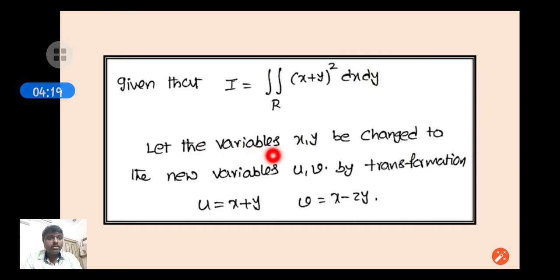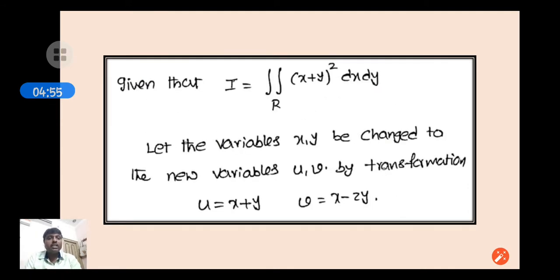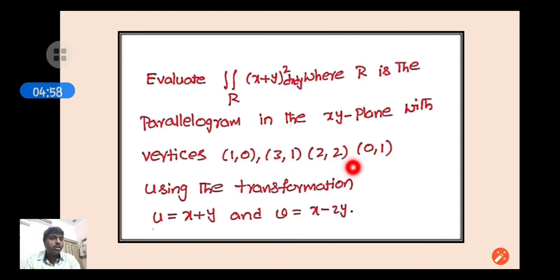Let the variables x comma y be changed into the new variables u comma v by the transformation. Clearly they have given the transformation. If they do not give the transformation, then we can choose a suitable transformation. This problem can also be solved using polar coordinates, but here our interest is separate, to change into uv. So here I am taking u is equal to x plus y and v is equal to x minus 2y. That is our transformation. Already in the given problem they give the four points of the parallelogram.